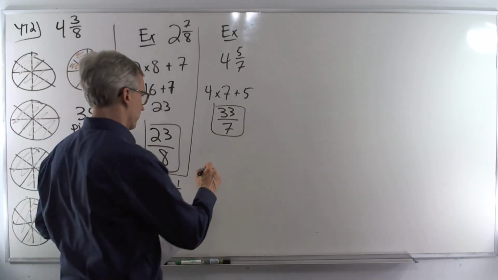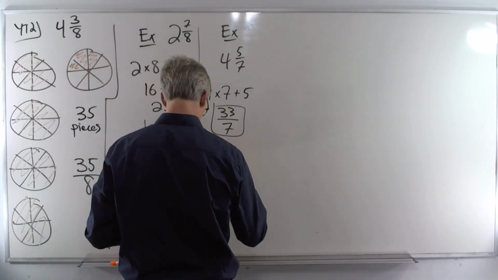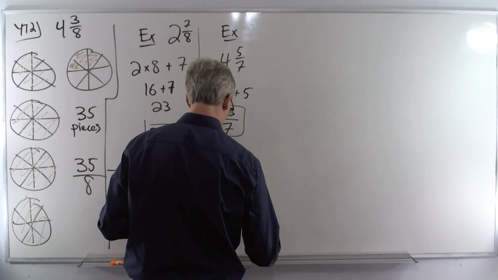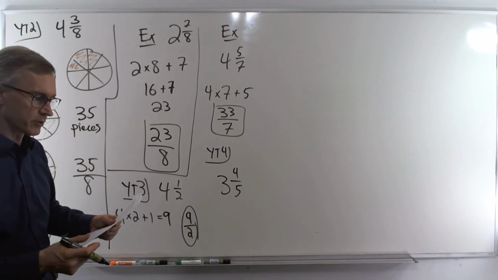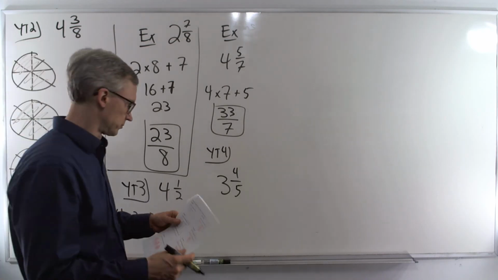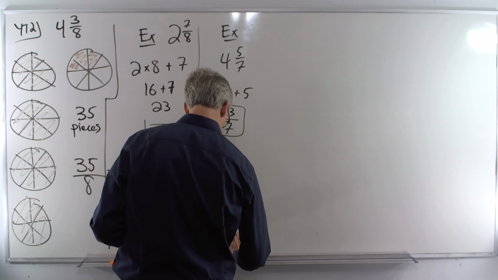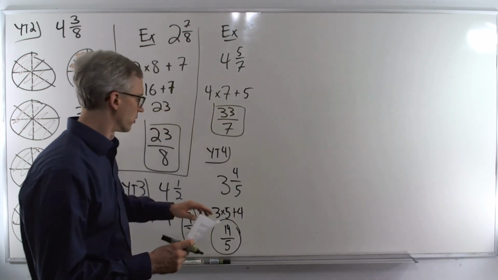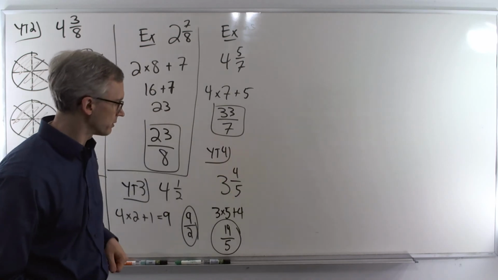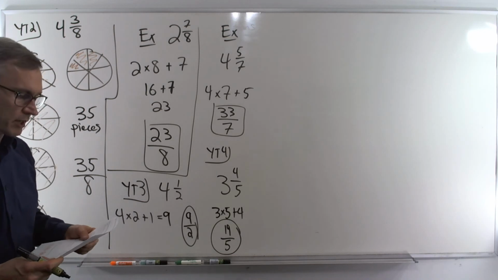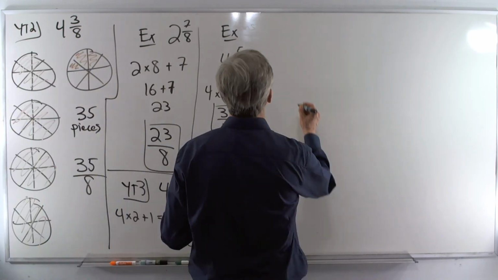Your turn, number 4. Change 3 4/5 to an improper fraction. So you're going to do whole number times the denominator plus the numerator. 3 times 5 plus 4, that gives us 19. 19/5.